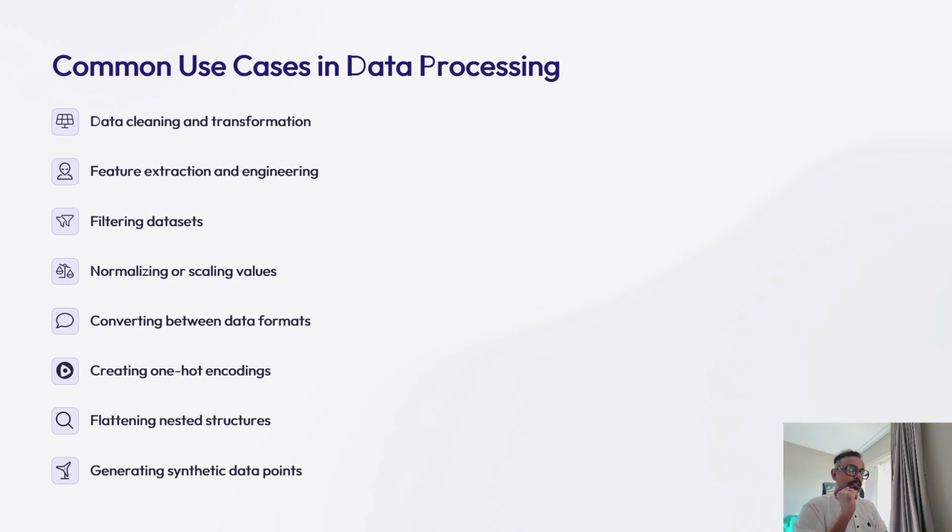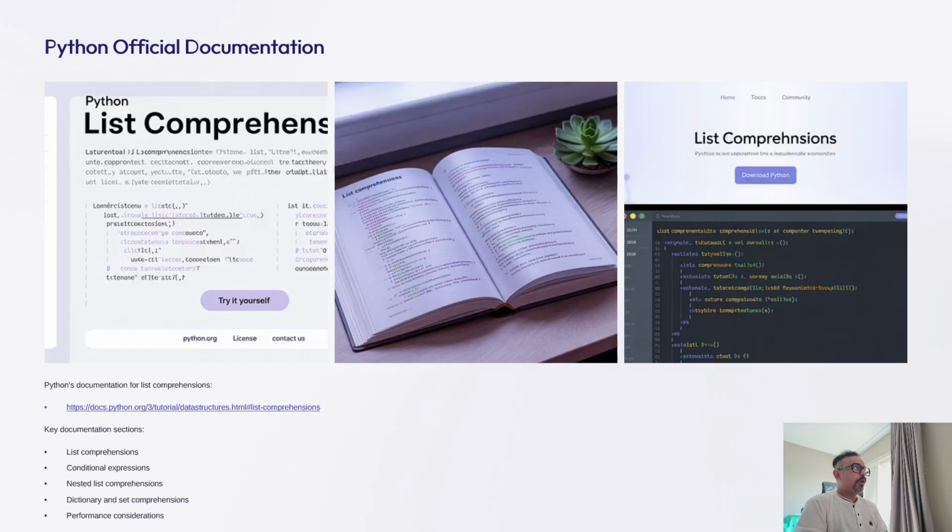generating synthetic data points. The examples that we saw show two common machine learning processing tasks: normalizing data to a 0 to 1 scale and creating one-hot encoding for categorical variables. These operations are fundamental in preparing data for machine learning models. List comprehensions make this task more concise and readable, helping you focus on the data transformation rather than on the mechanics of the loop. So that's all.